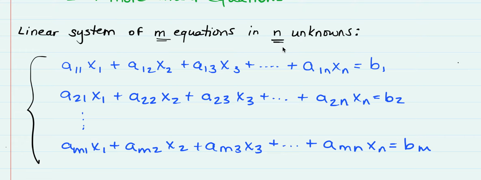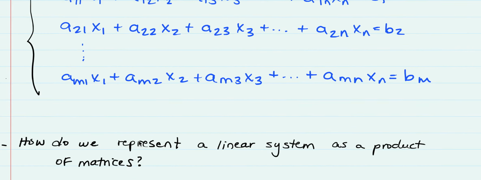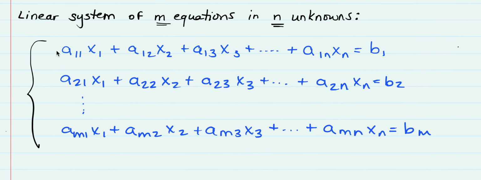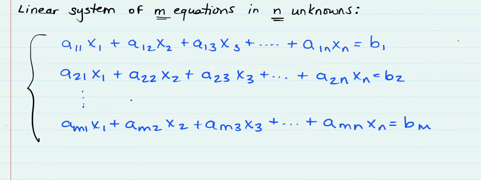Okay, so you might have, let's say, a system of 10 equations and 15 unknowns. You're going to have a lot of information, and we want a nice way to write all of this. And we're going to also be solving equations, so we also need a nice way to solve them. What we're going to do is use matrices. So how do we represent a linear system as a product of matrices? Well, notice how I labeled these. They kind of look like entries in a matrix. And that's exactly why I labeled them this way.